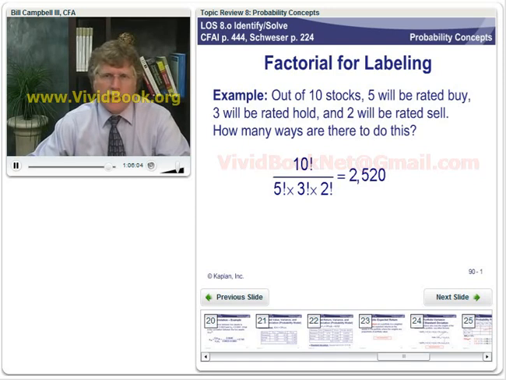2,520 ways that we can have 5 stocks rated a buy, 3 stocks rated a hold, and 2 stocks rated a sell. And by the way, out of those 2,520, there's probably only one labeling that's correct. If you did your analysis, there's only one way of labeling these that's correct. So maybe the idea is that we want to know what's the probability that this company got it right. It would be 1 out of 2,520.